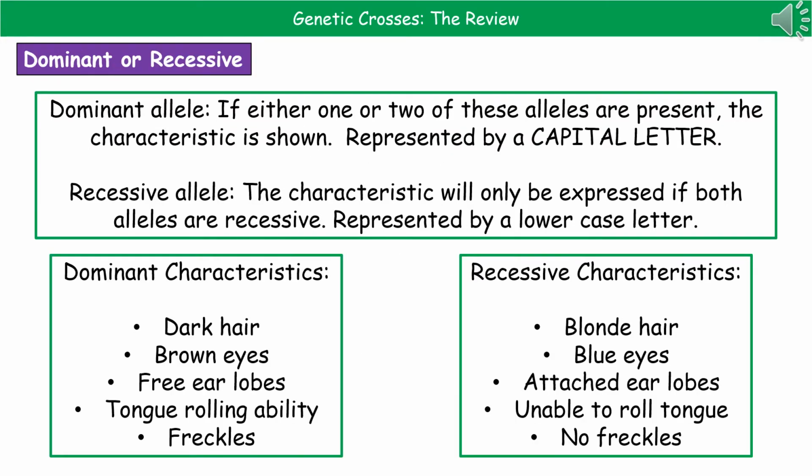When we're talking about alleles, they could either be dominant or recessive. Dominant alleles are ones that will be expressed if either 1 or 2 of them are present, and we show those with a capital letter when we're doing our diagrams. And the recessive allele is the characteristic that will only be expressed if both alleles are recessive, and we use a lowercase letter to represent those. So I've given you a couple of examples at the bottom there. Dominant characteristics, brown eyes, dark hair. Recessive characteristics would be blonde hair and blue eyes.